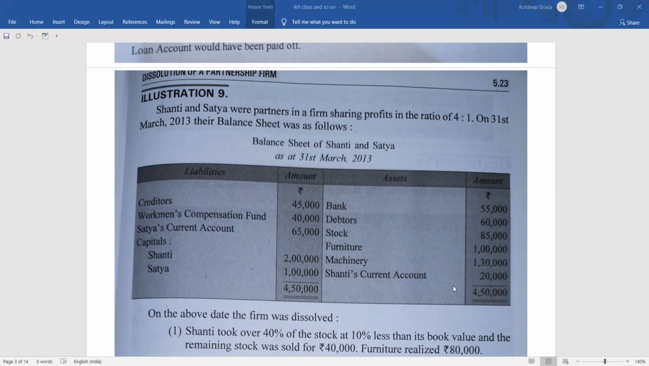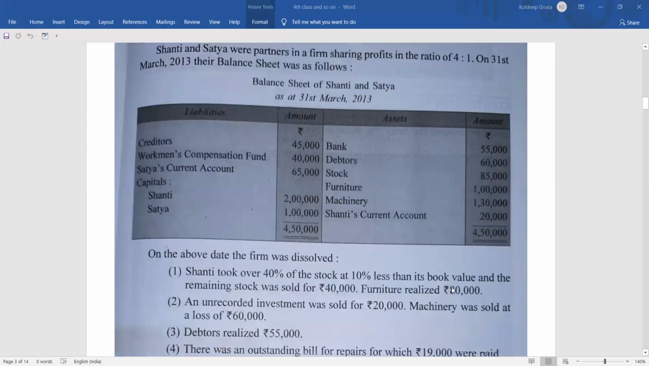So when you go for preparing the current account, it will appear on the debit side of the current account. Although in this particular question we are going to prepare only the realization account, in a practical situation it will come only on the debit side of Shanti's current account.